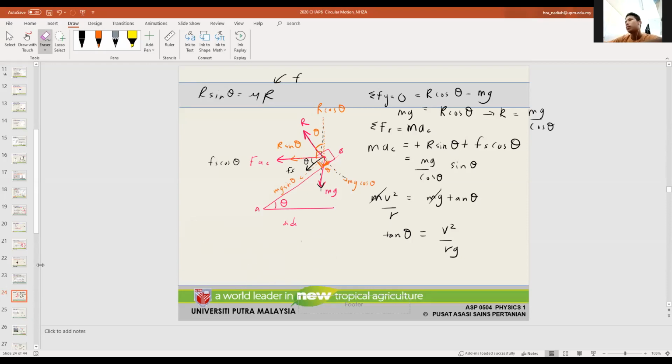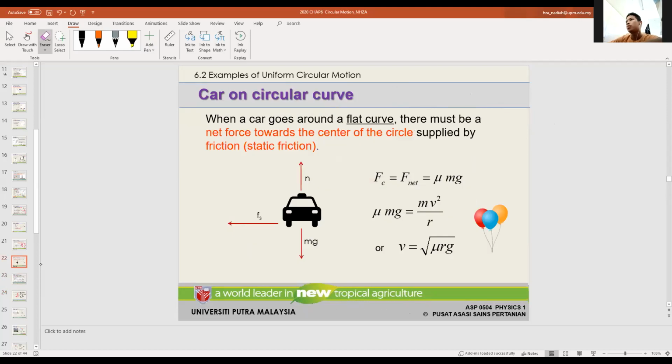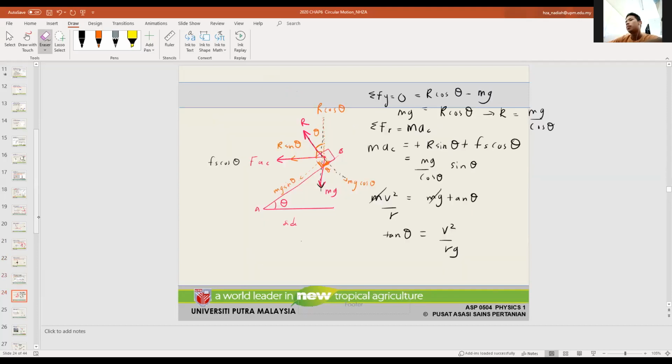Okay, is that clear? Confusing? Yes, thank you, Doctor. Any other questions? Dr. Nat, the direction of friction is always towards the center. Not really, it depends on the situation. Just now, yes, towards the center. This one is towards the center. But in this case, it's going downwards. But this question says frictionless, right? So there is none.